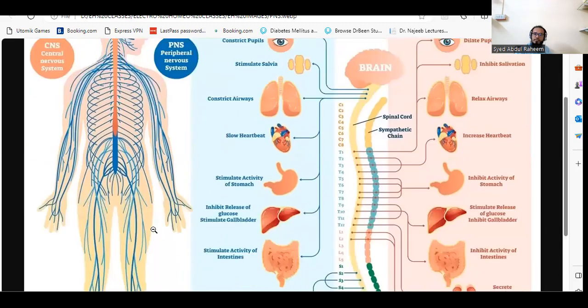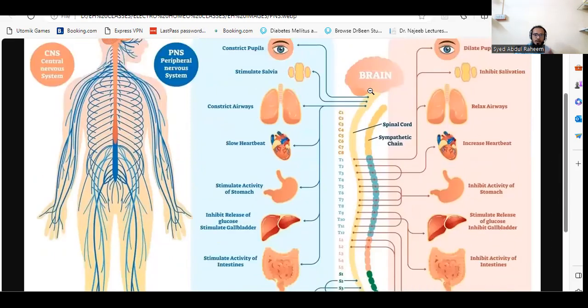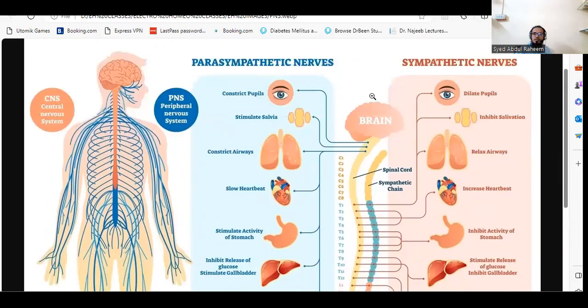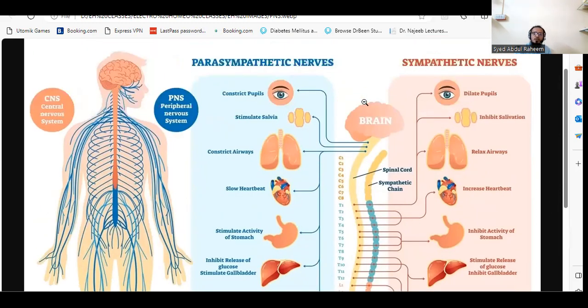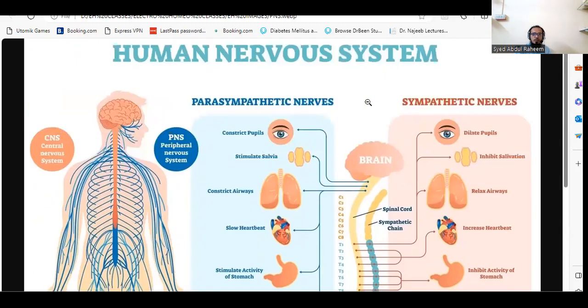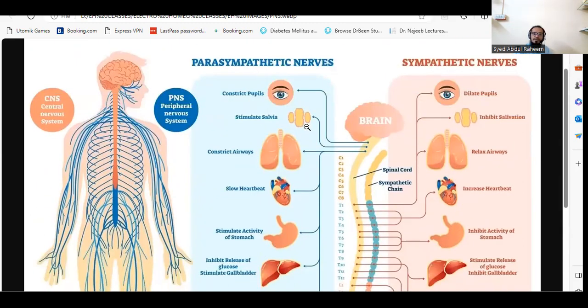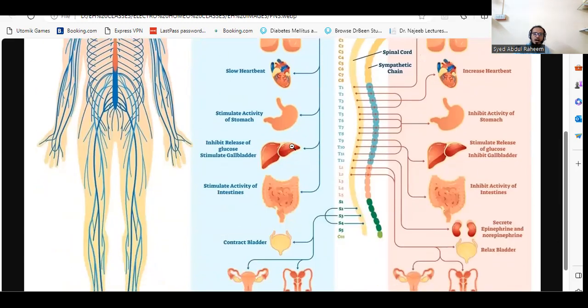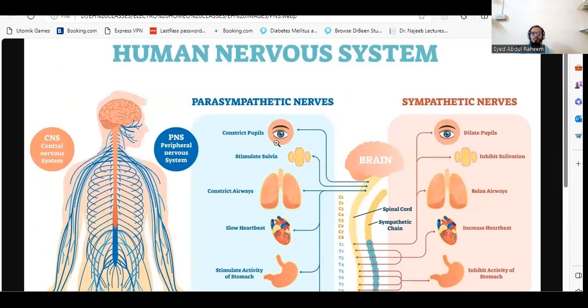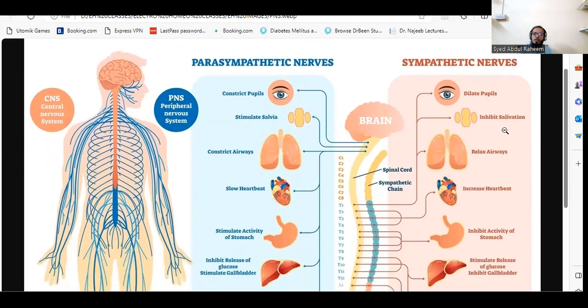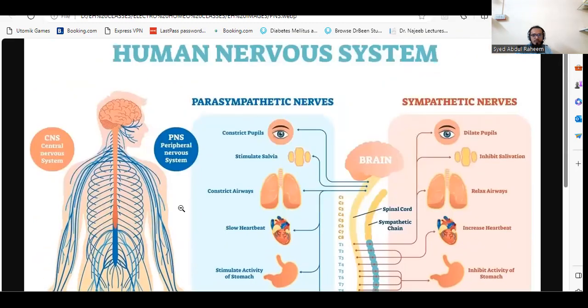You can see that every part of the brain has signaling capacity. And second, the spinal cord has nerves connected with the organs: the pupils, saliva, airways, heart, stomach, liver, intestine, bladder, genitals. Here parasympathetic and sympathetic nerves are described, but this is a type of peripheral nervous system. Pupils, salivation, airways, all these are connected to the peripheral nervous system.